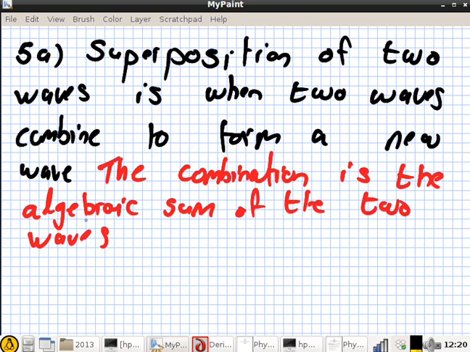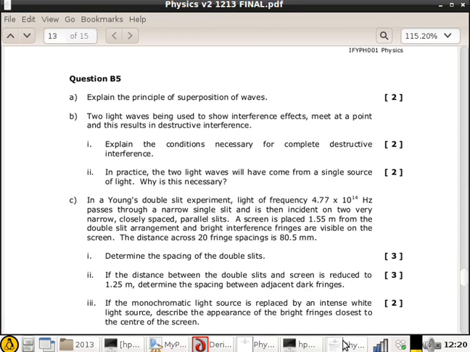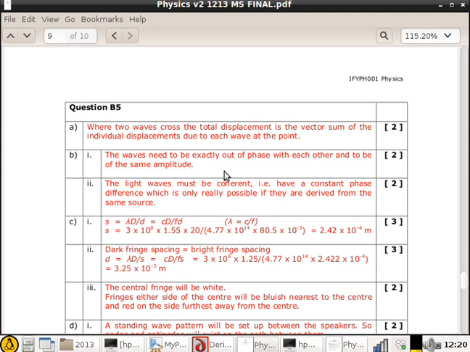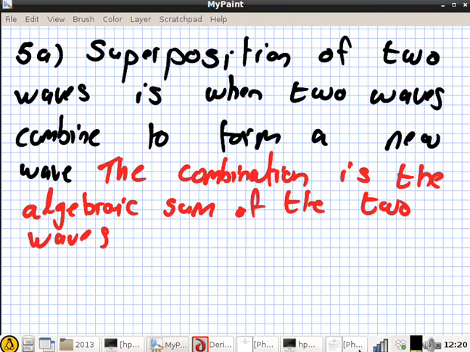Okay, so this is 2 marks. Would I get 2 marks? Let me see the marking scheme. When two waves cross, the total displacement is the vector sum or algebraic sum of the individual displacements due to each wave at each point. The key thing to hit on there is the algebraic sum. That would be 1 mark. And the fact that superposition means two waves coming together, so combine. They would be the key words there.